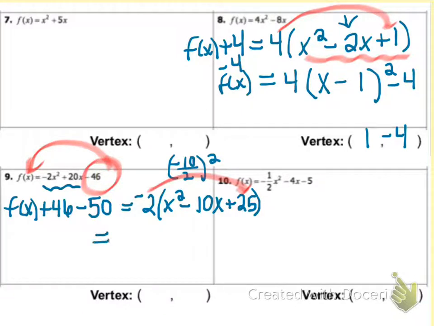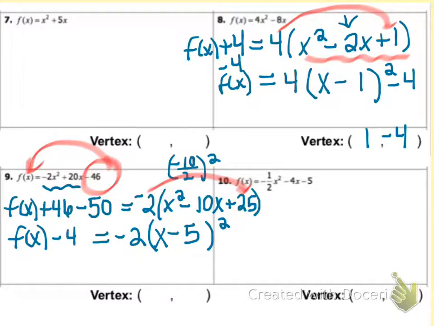Okay, so now I'm going to go ahead and factor this side down. It's a perfect square trinomial now. So when I factor it, it's going to give me (x minus 5) squared. When I simplify the left-hand side, positive 46 minus 50 is -4. And then the last step is to add that 4 to both sides. And that gives me my answer.